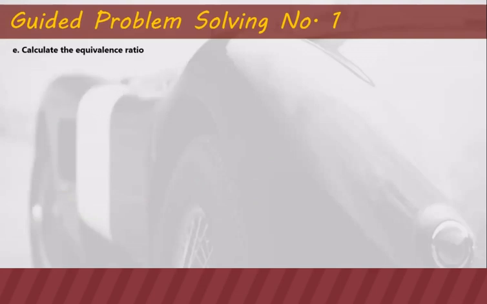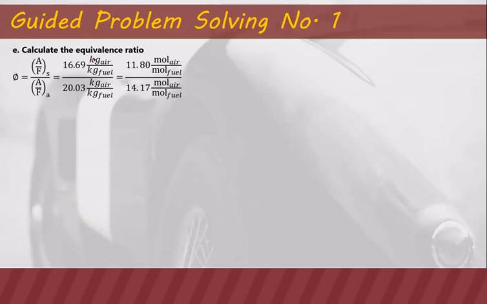So now we can calculate the equivalence ratio. Since we already have the stoichiometric and actual gravimetric and molar air-fuel ratios, all we have to do is substitute in our formula. Our equivalence ratio is equal to the stoichiometric air-fuel ratio divided by the actual air-fuel ratio. You can use either the gravimetric or the molar air-fuel ratio. From the previous given, we already have this, so just substitute. So our equivalence ratio is 0.83.